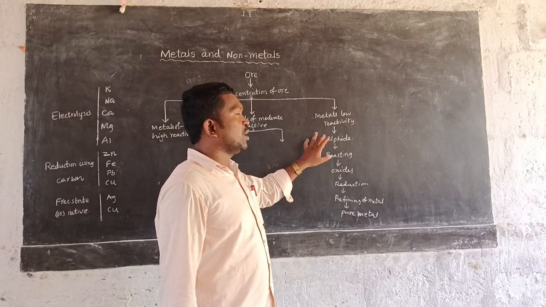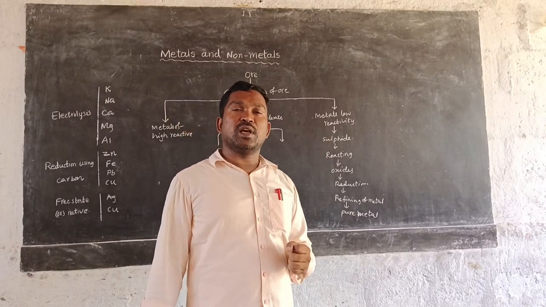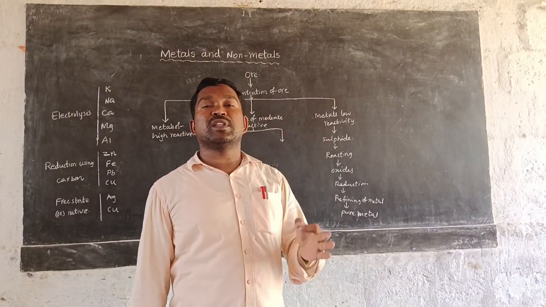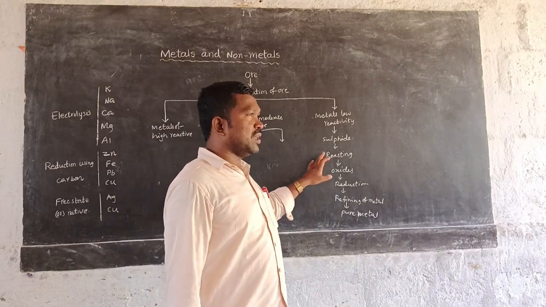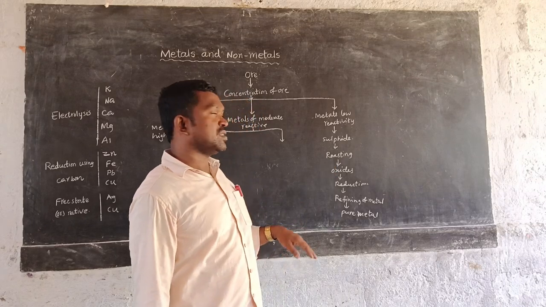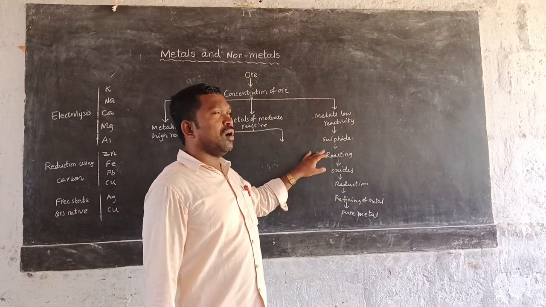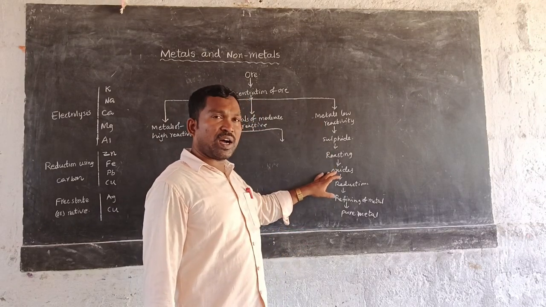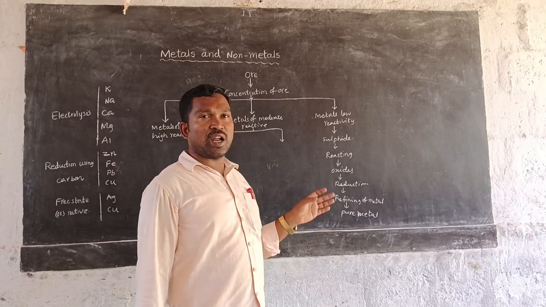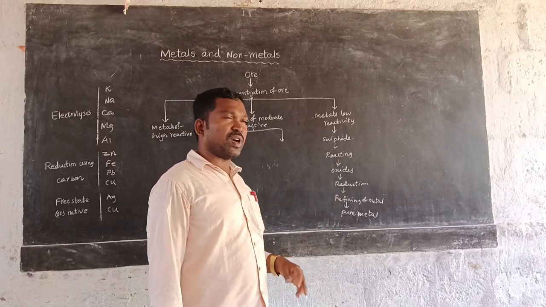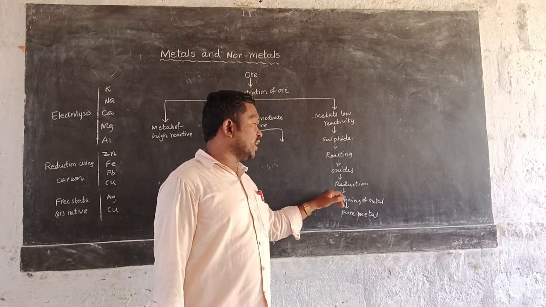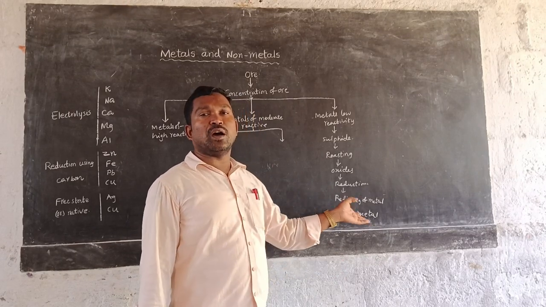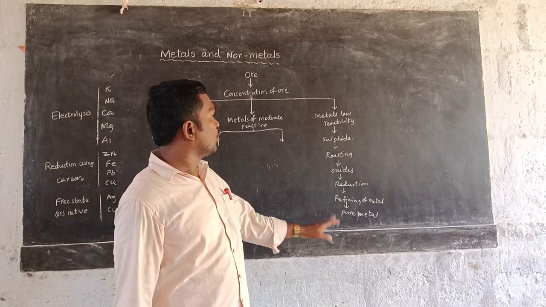Low reactive metals are available in sulfide formation, so we apply the roasting process. What is the roasting process? Metals are burned in the presence of oxygen. That is the roasting process. After roasting, the ores convert to oxides. On the oxide ore we apply the reduction process. After the crude metal is obtained, we refine the metal and obtain the pure metal.